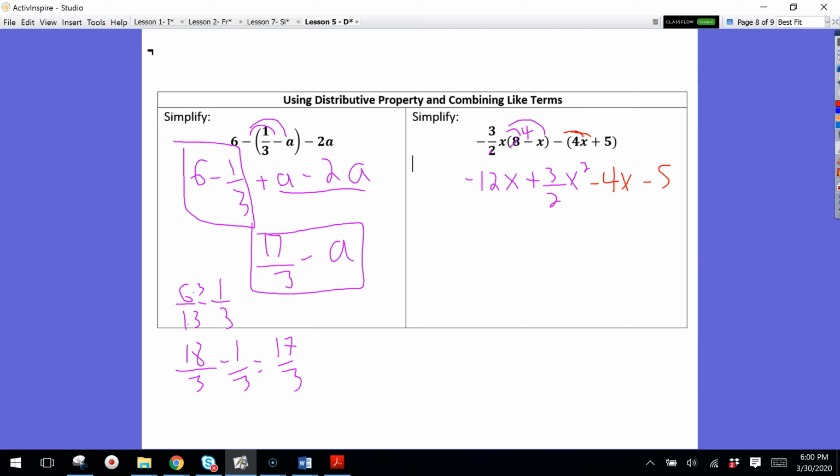Now let's go ahead and simplify this further by combining like terms. The only like terms here that I see are my x's. So let's put together our x's, and we have -12x minus 4x, which becomes -16x. And then bring down everything else. So 3 over 2 x squared minus 5.